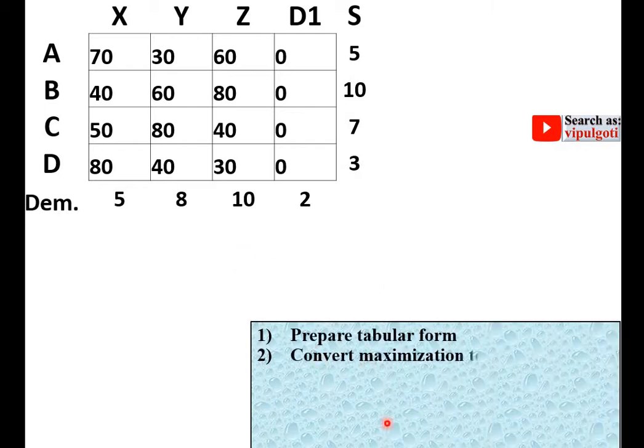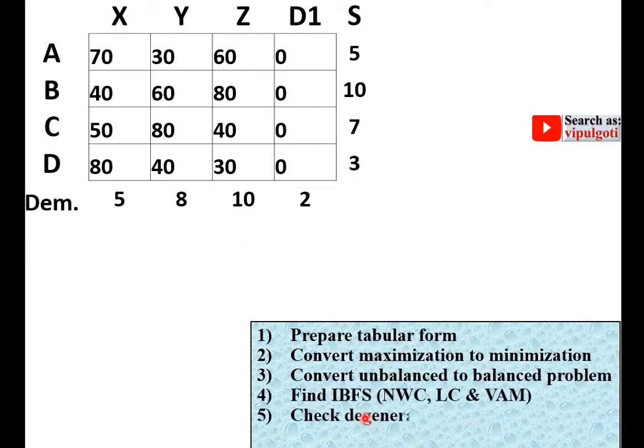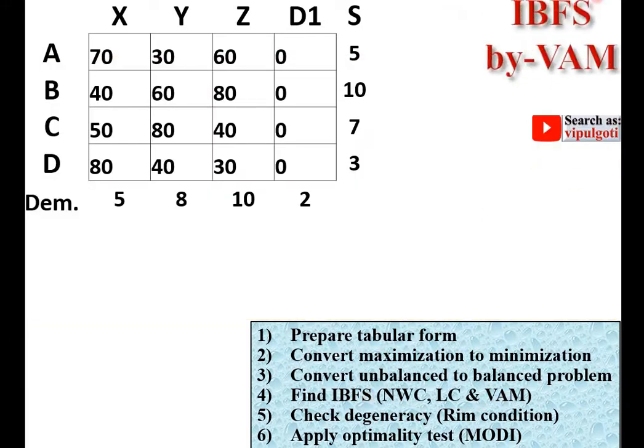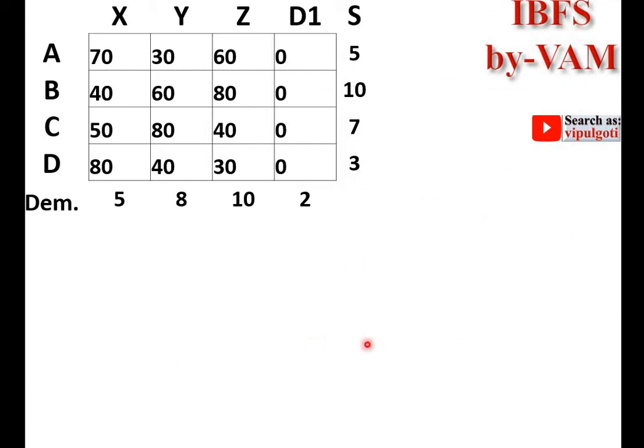Once again look at the steps of the transportation problem. Find the IBFS, that means initial basic feasible solution, by NWC, LC and VAM. But in the description it is mentioned that you have to follow VAM to find the IBFS. So I am going to apply the VAM method to find the IBFS. Here I have written IBFS by VAM. Already we have discussed the VAM method in an earlier video, so I am going to go a little bit fast over here.